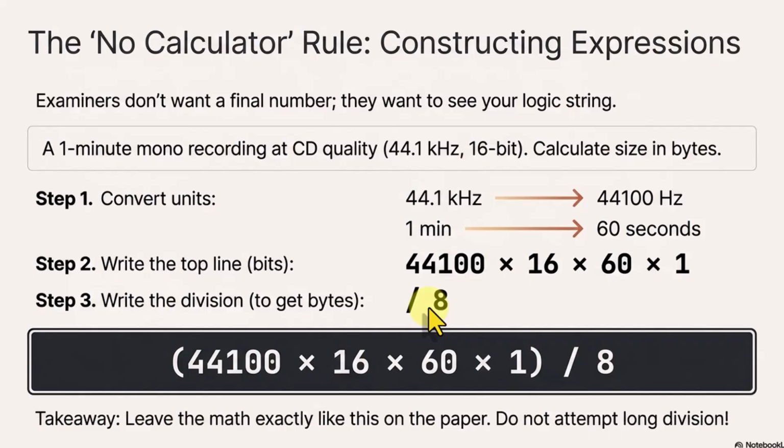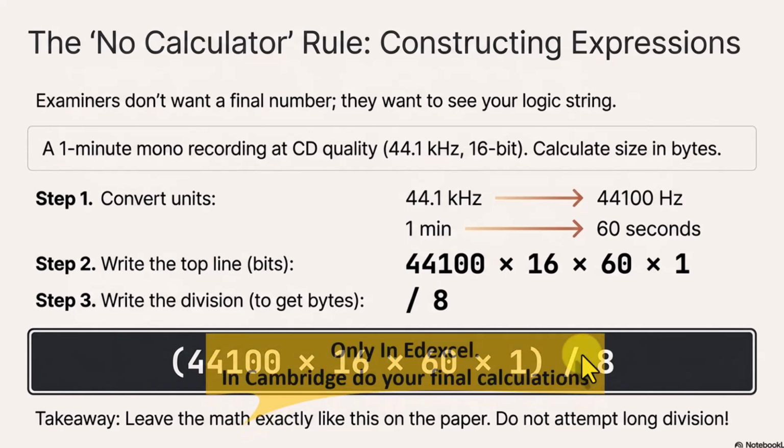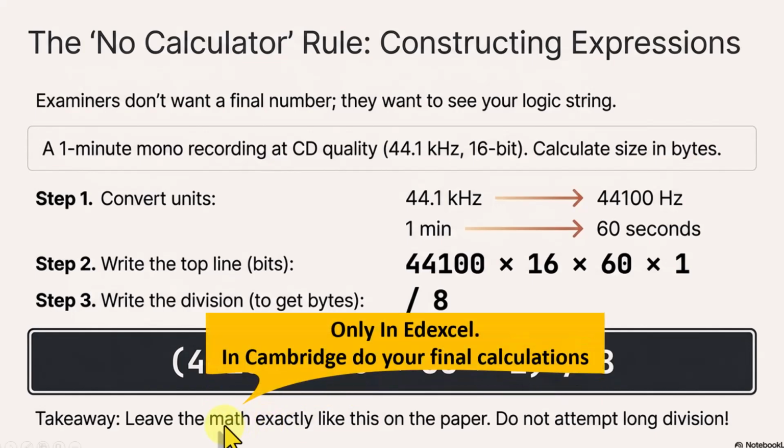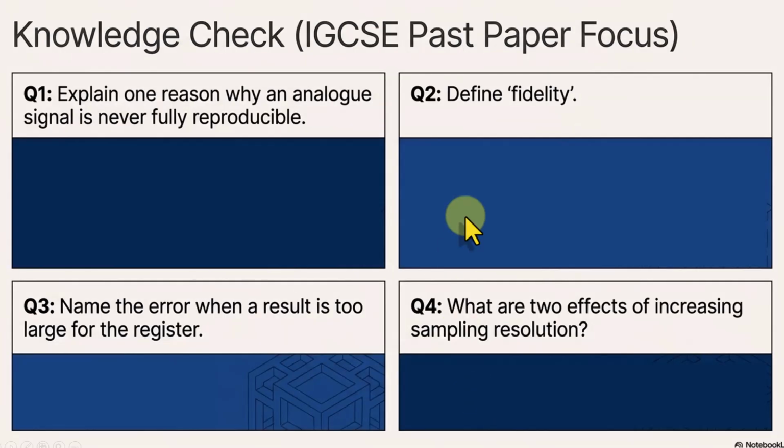And you have to remember, in Edexcel you have to leave the math exactly like this. You can calculate if you are sure, but you do not need to attempt long divisions. But in Cambridge, you need to perform that. So only in Edexcel; in Cambridge, do your final calculations.